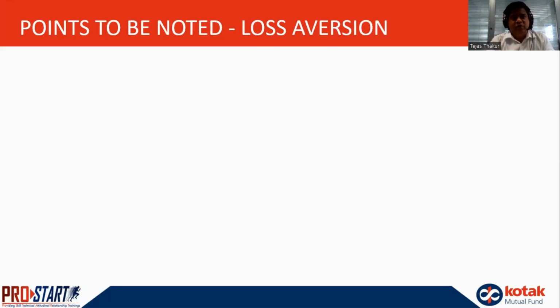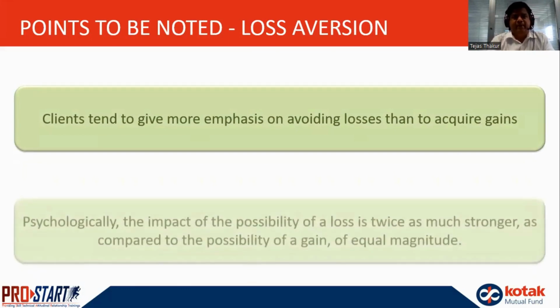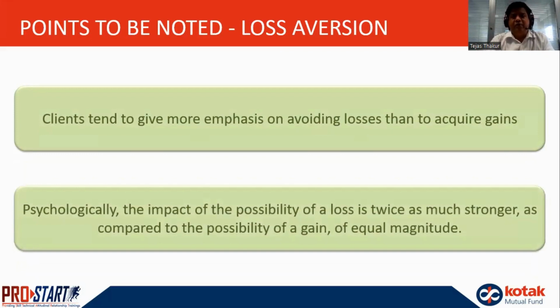Points to be noted in loss aversion. Clients tend to give more emphasis on avoiding losses than to acquire gains. Psychologically, the impact of the possibility of loss is twice as strong as compared to the possibility of gain, even of equal magnitude. So if a gain has X impact on a person, a loss of that same level has 2X impact on the same person.